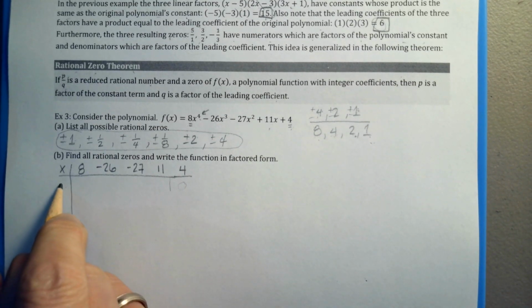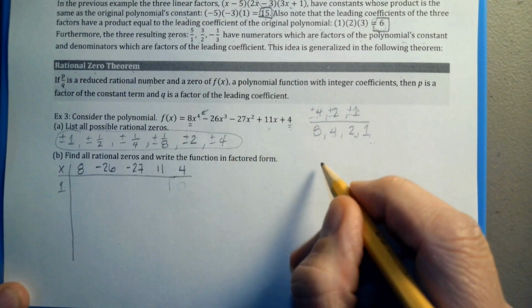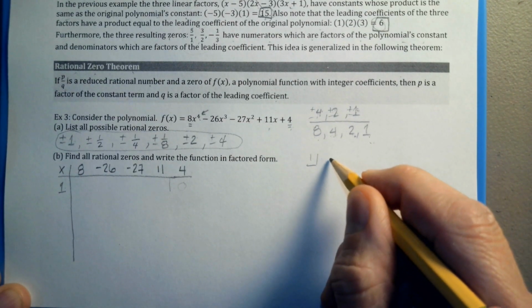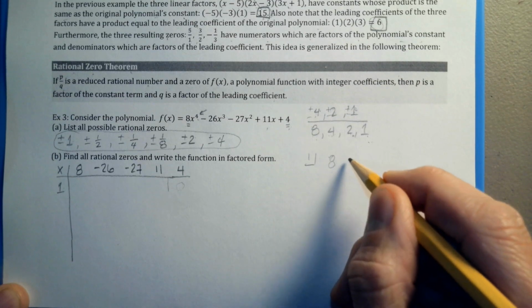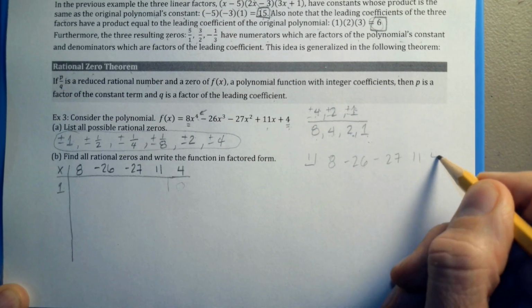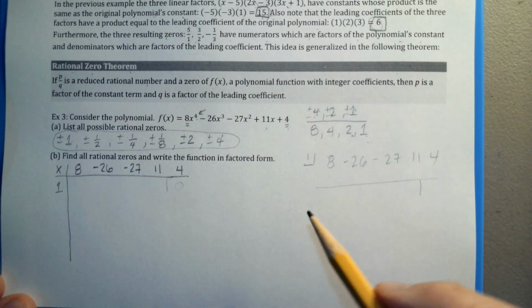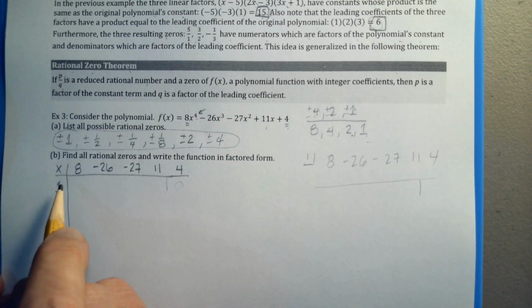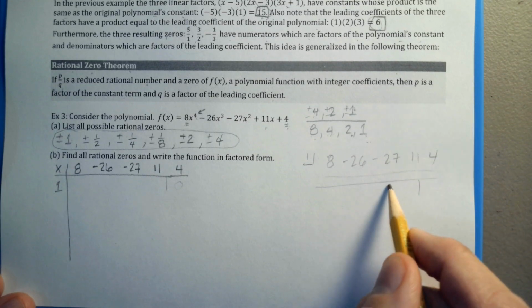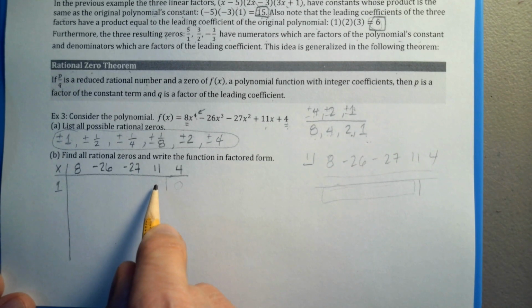So let's just try the number 1. All right, so this is synthetic division. It's like we're doing a 1, and then we're doing 8, negative 26, negative 27, 11, and 4, except we would have to keep rewriting this for every number we try. Here, we're just going to do one number. So we don't put these numbers down. We only put these numbers down in the table that we're creating now.